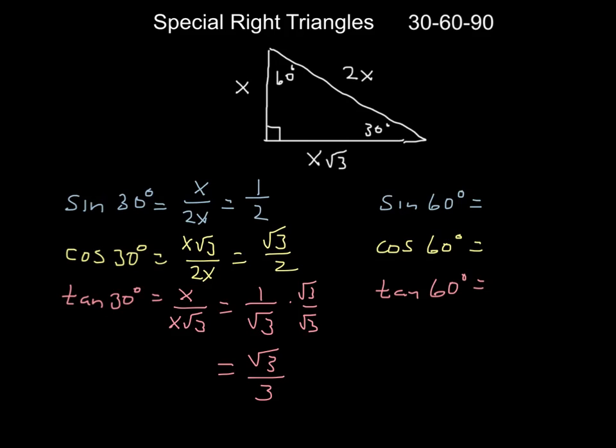What I'd like you to do right now is pause the video and use this triangle to calculate the exact values for the sine, cosine, and tangent of 60 degrees.